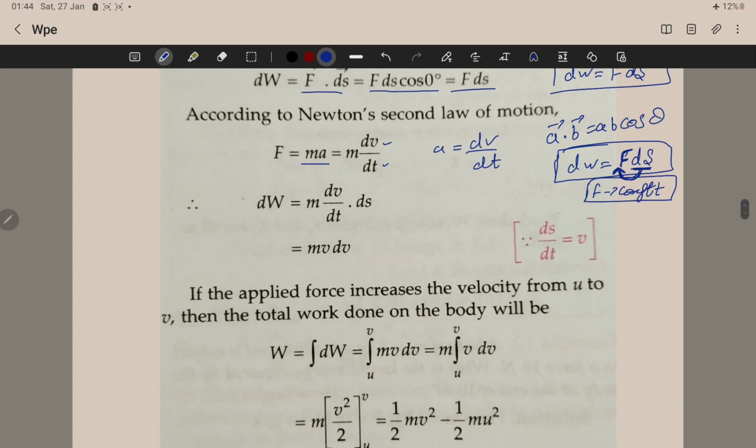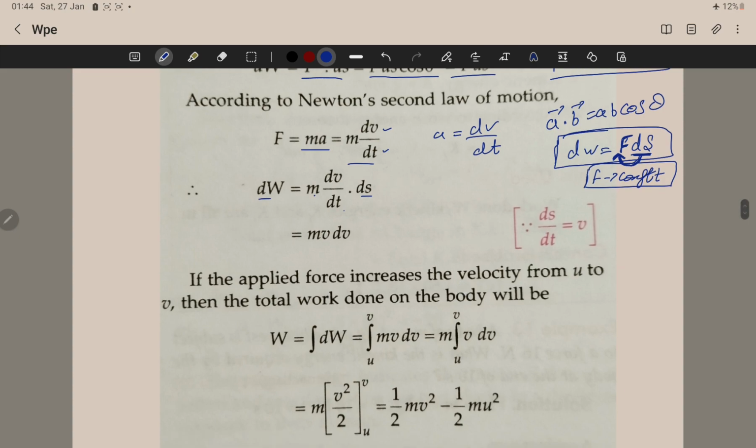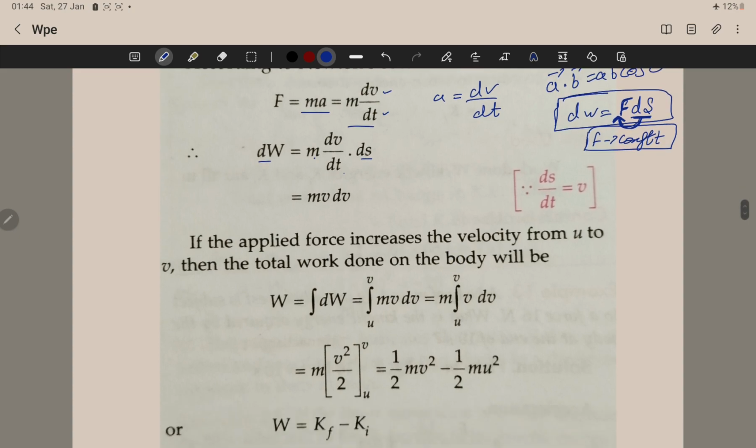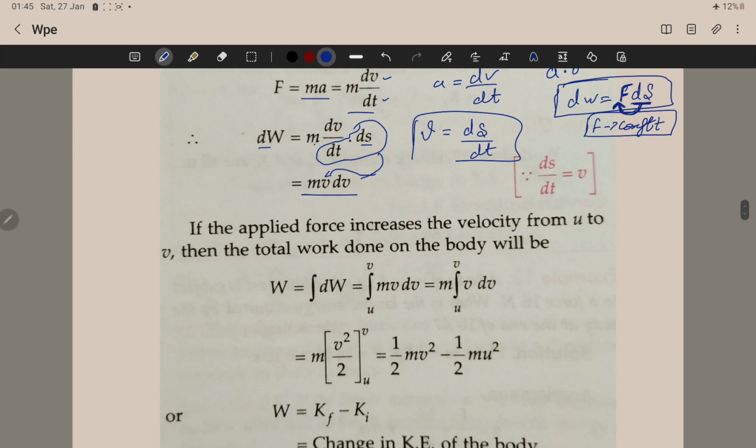And if we put this value of force into the small work done, this becomes m dv by dt into ds, F into ds. So if you put the value of F, what happens? Velocity is displacement by time, so we can write velocity as ds by dt. So this ds by dt will become our velocity, so we can write it like mv dv.